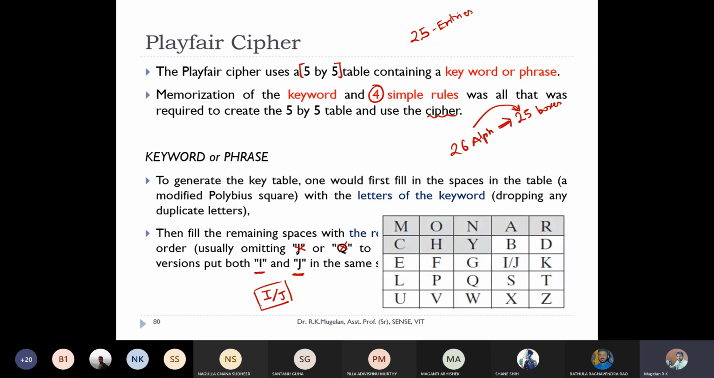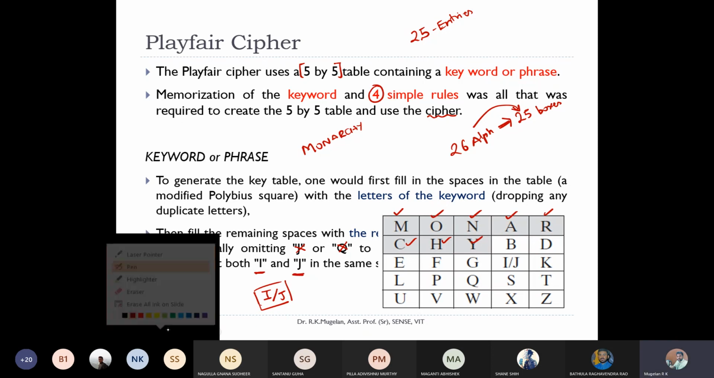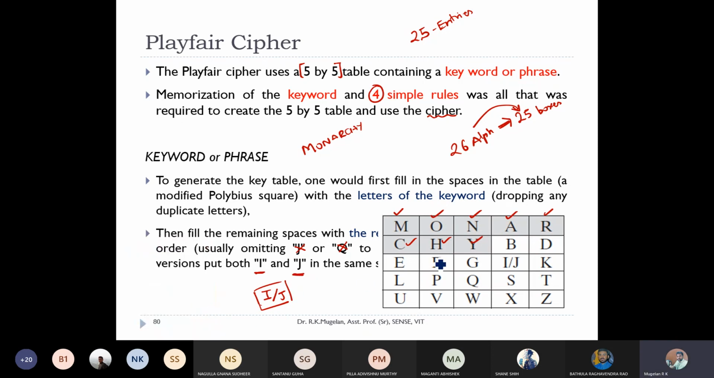Generally, any keyword will be provided to you. In this example, they provided you a keyword called monarchy. Using this monarchy, I have to create a 5x5 box. So first, I will start filling in row wise, starting as M, O, N, A, R, C, H, and Y.